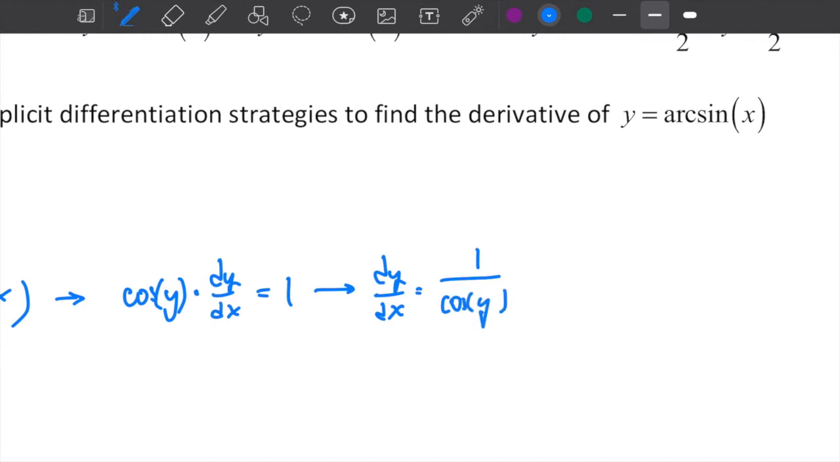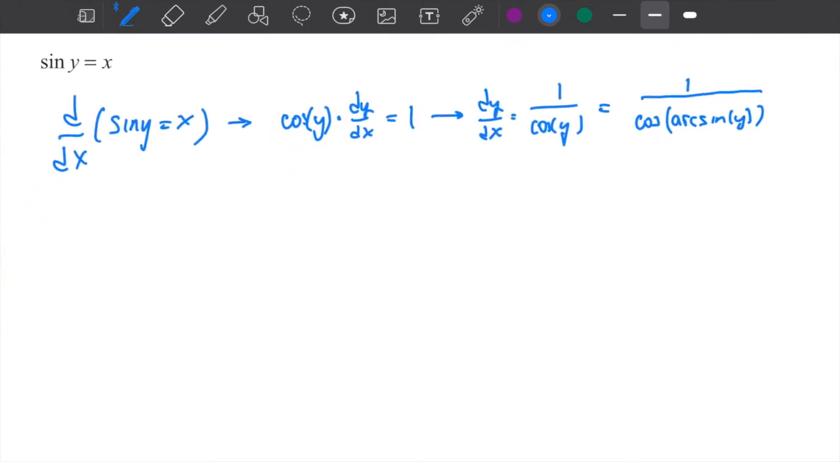Now, that's in terms of y still. We want to get this in terms of x. So we're going to make this substitution where we know that y is equal to the arcsine of x. So our derivative is 1 over the cosine of arcsine of x. We're going to perform a little bit of trigonometric magic on this. Remember, back to pre-calculus experiences, we have this statement, sine of y equals x.